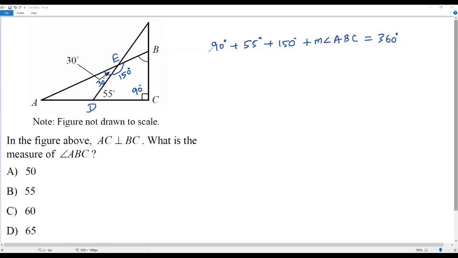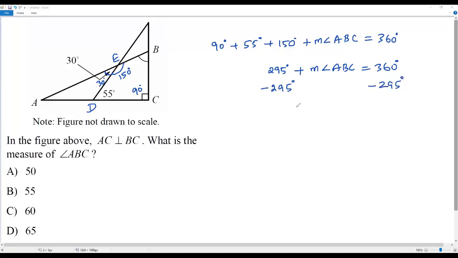So when I add the four interior angle measures, it must add up to 360 degree. Now I need to add these three values, 90, 55 and 150. When I add them, I'm getting 295 degree. Plus measure of angle ABC equals 360 degree. So our aim is to find the measure of angle ABC. For that, I'm going to subtract 295 degree from both sides to get rid of this value. So let me subtract 295 degree from both sides.